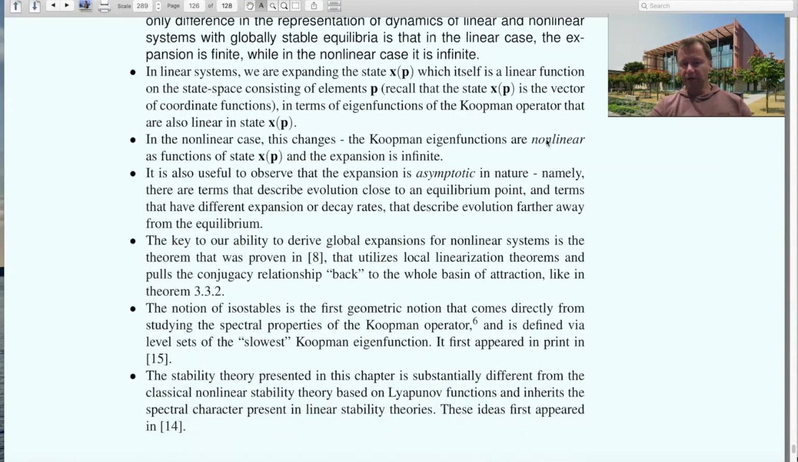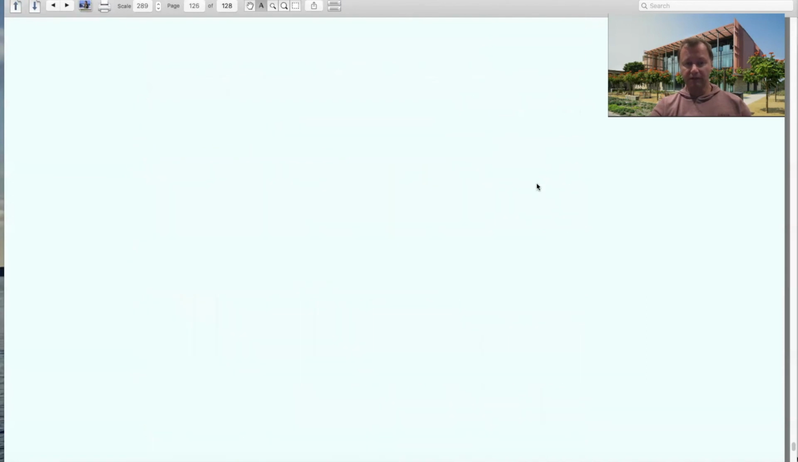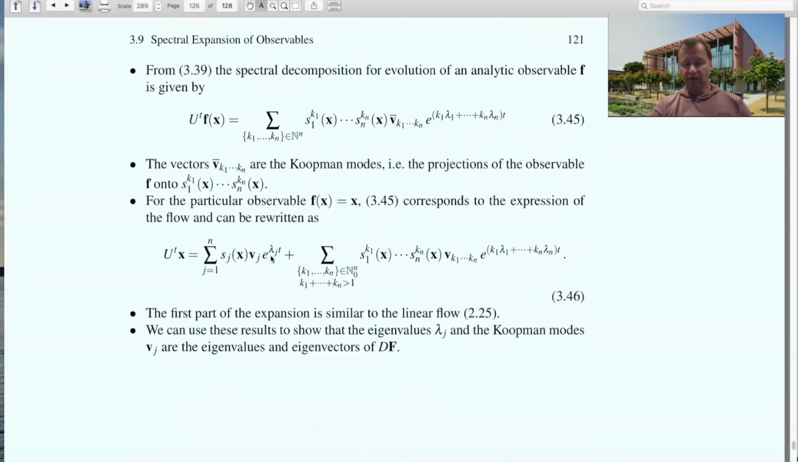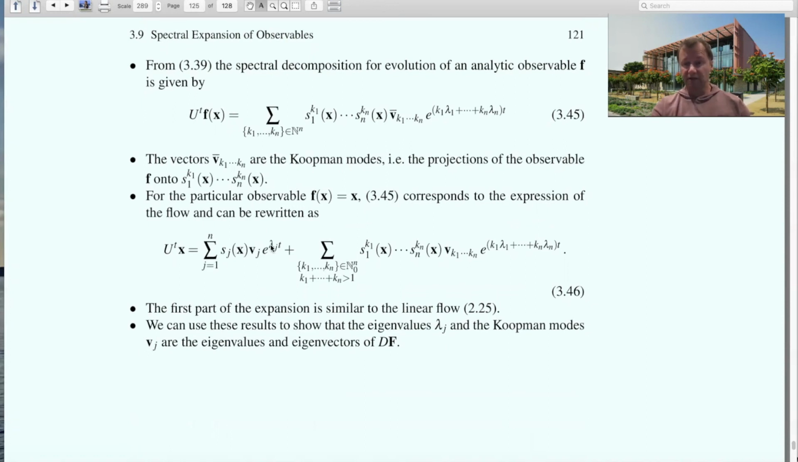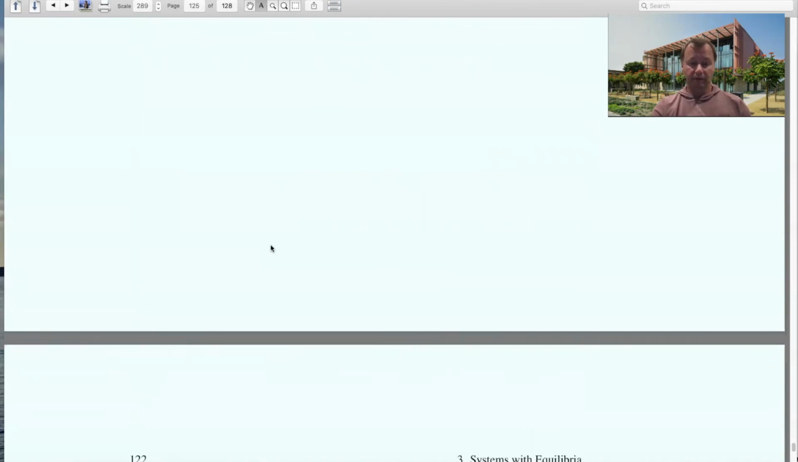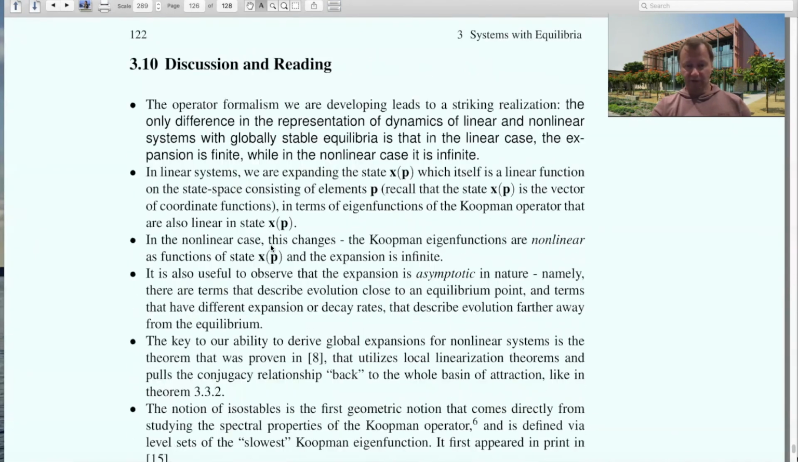So the Koopman eigenfunctions in the nonlinear case are nonlinear. In the linear case, they are linear. The expansion itself is asymptotic in nature, namely, it really depends on the objects, eigenvalues, and eigenfunctions that are determined in some sense by the singularity itself, by the fixed point. So that's an important property.